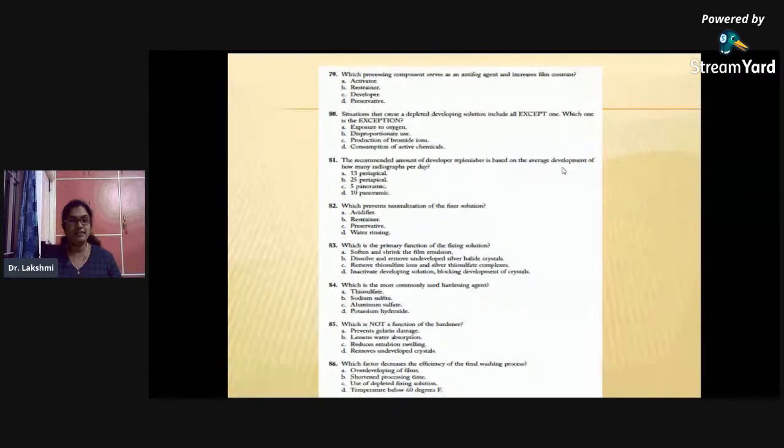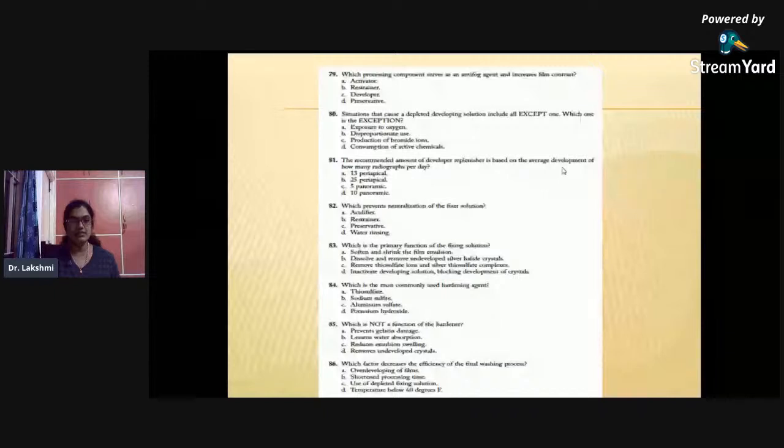82nd, which prevents neutralization of the fixer solution? Answer is D, that is water rinsing. Okay, which is the primary function of the fixing solution? Answer will be B, that is dissolve and remove underdeveloped or undeveloped silver halide crystals. Okay, then 84, which is the most commonly used hardening agent? That will be C, aluminium sulfate.